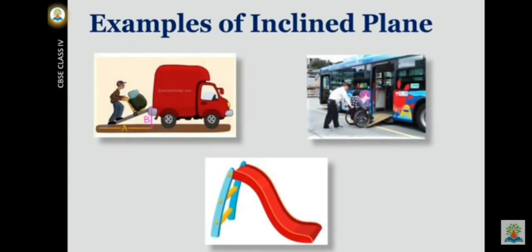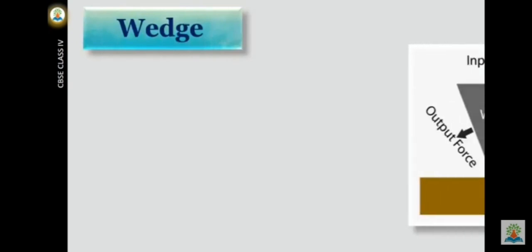And the example is when we have to take patients on a wheelchair or on stretchers, we use a ramp. We use the inclined plane. So this is an example of a simple machine, that is inclined plane. And when we have to put heavy loads on a truck, we use a ramp like a simple machine. So these are the examples of the simple machine which is inclined plane.